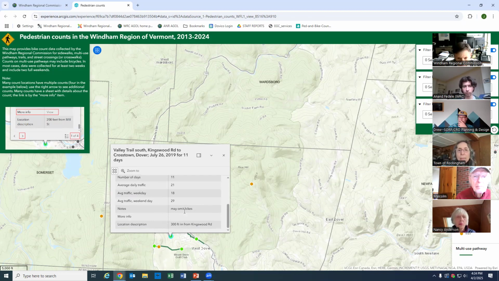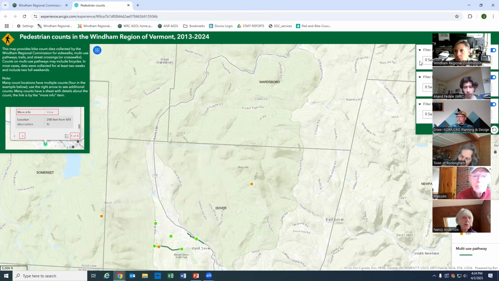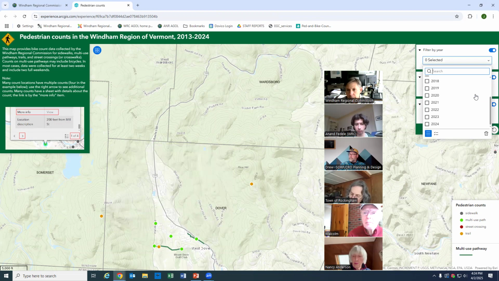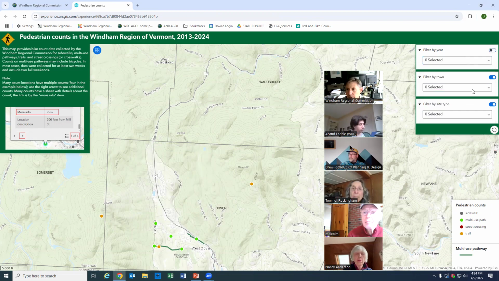This actually was an old counter that wasn't picking up bicycles here. So that's why we have that. In this case, this may omit bikes, but we have newer counters that definitely do bicycles, and the general location of the trail. You can also go through over here and you can filter by the year, because we have lots of years of data, lots of data points for some of these.